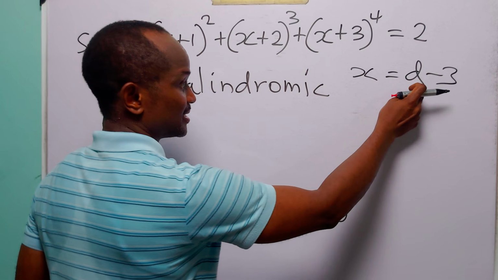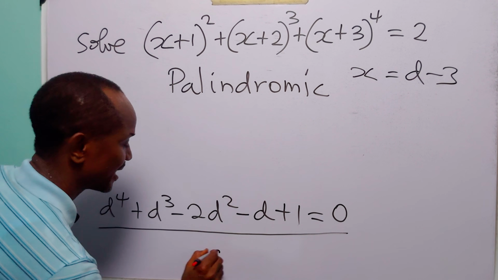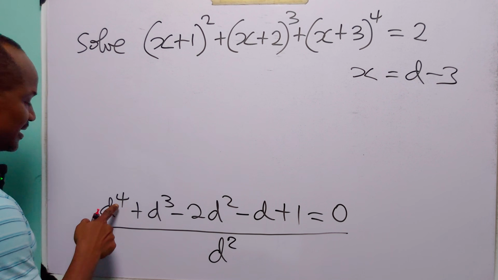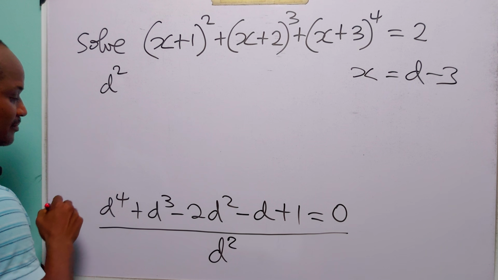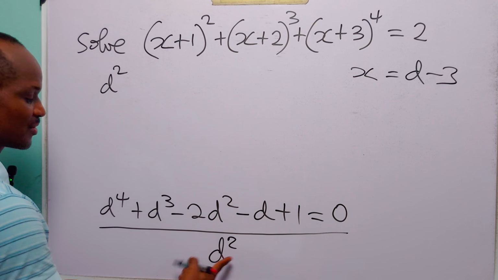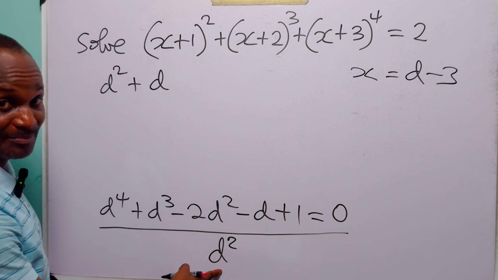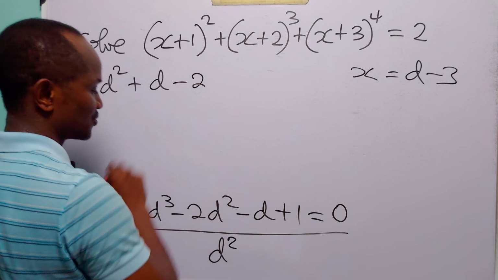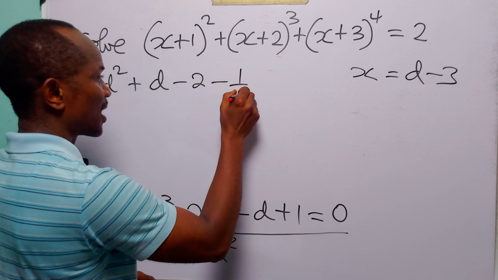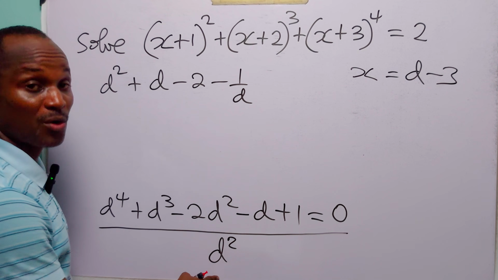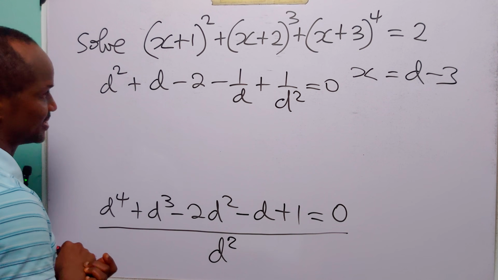Now, since we know that d is not equal to 0, we divide through this equation by d squared. D to the power 4 divided by d squared is going to give us d squared. D cubed divided by d squared is going to give us d. Minus 2d squared divided by d squared is going to give us minus 2. Minus d divided by d squared is going to give us minus 1 over d. And here we have 1 over d squared. And this is equal to 0.